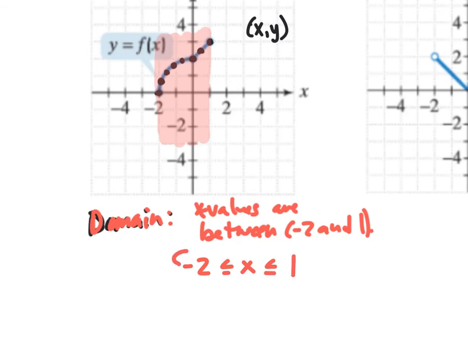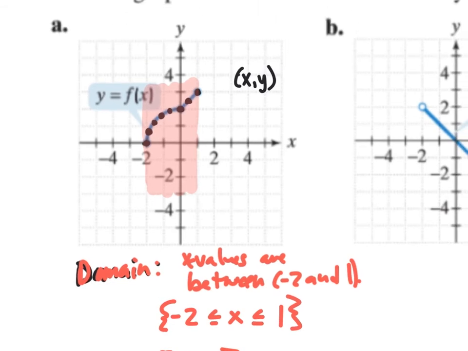All right, that's one way I would do this. This is called set builder notation. The next thing I would do is write this in interval notation and say bracket -2, 1, bracket. And that's where I have x values.